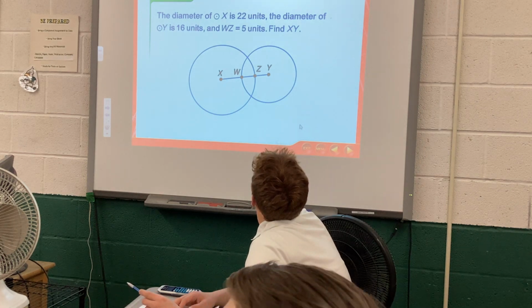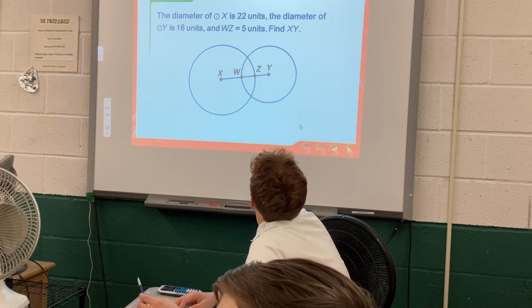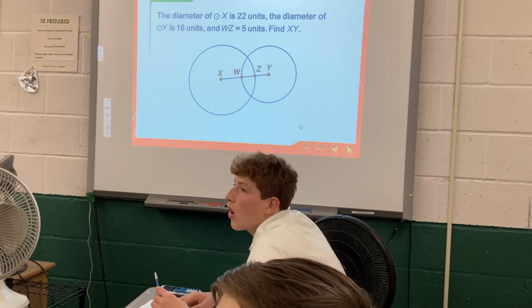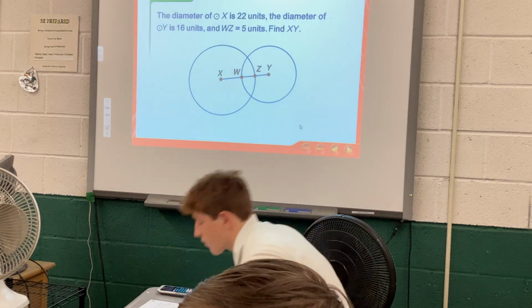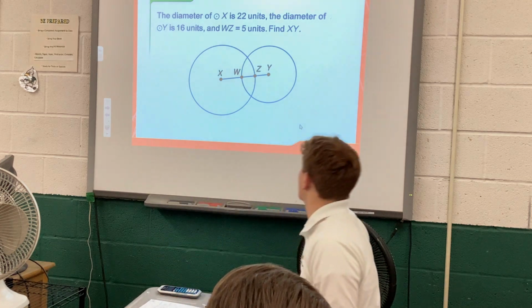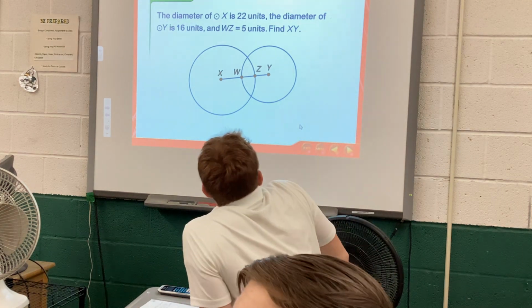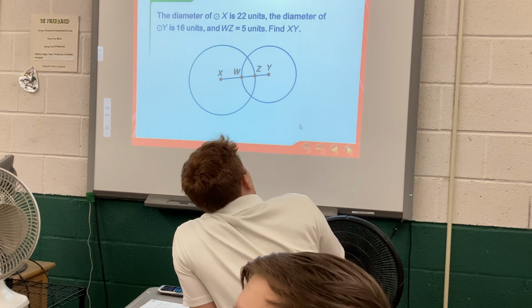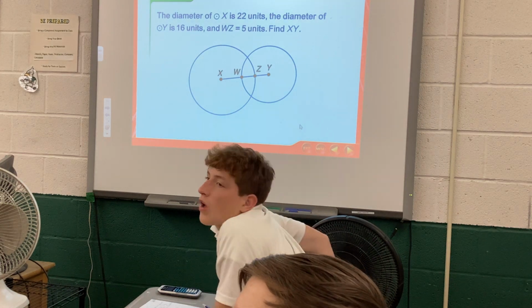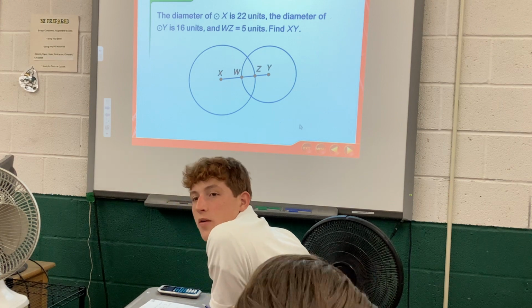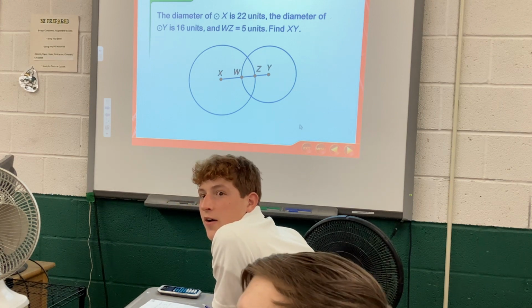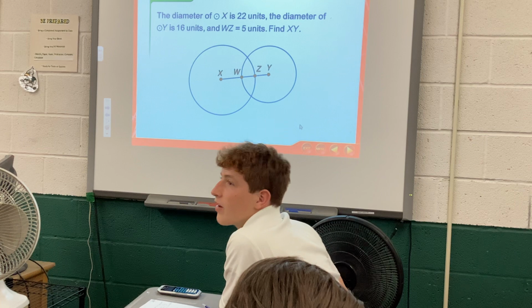Okay, so here's the question. Do I want to include that 5? No, it's in both of them, right? So if 11 is my radius and 8 is my radius, it's 19. Then you have to subtract 5? Yeah, 14. Tess says it's 14. I have 9. You have 9?